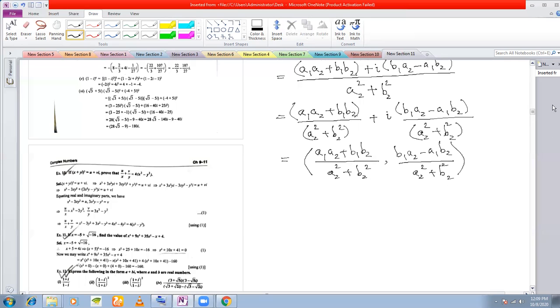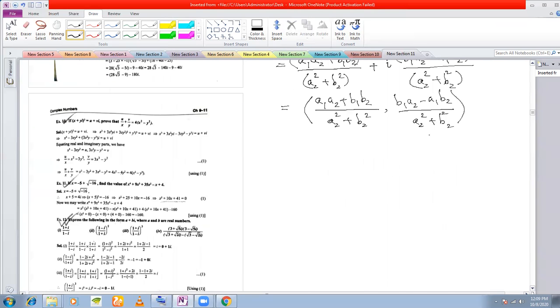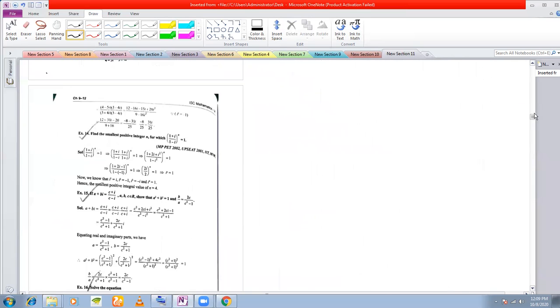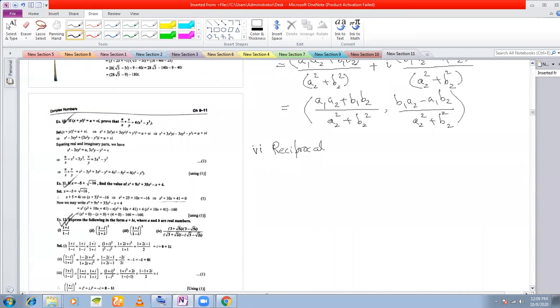So now what is left? Reciprocal of a complex number. This is the last part, reciprocal. How to find out the reciprocal of a complex number? This method is very similar to division. If I have a complex number z is equal to a plus ib, how to find out 1 by z, the reciprocal of this number? So I write this as 1 by a plus ib.